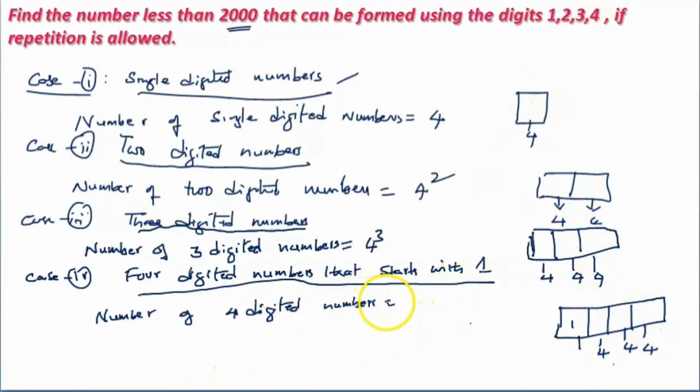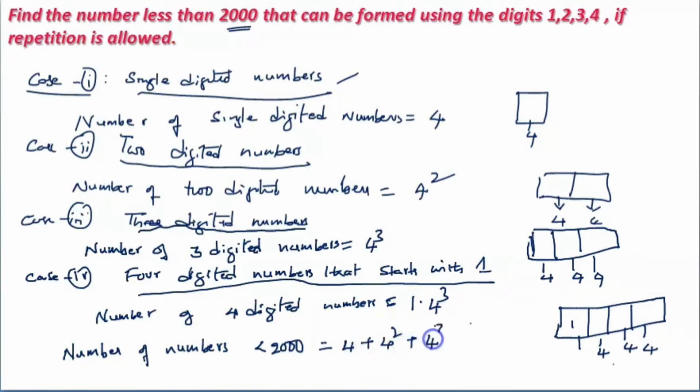So the number of four-digit numbers less than 2000 is equal to 1 into 4 cube, which is 64. Therefore, the number of numbers less than 2000 is equal to the single digit numbers, the two digit numbers, 4 plus 16 plus 64 plus 1 into 4 cube, 64. Then this is 64, 64, 128. This plus 4, 132, 132 plus 16, 148. That's the answer.